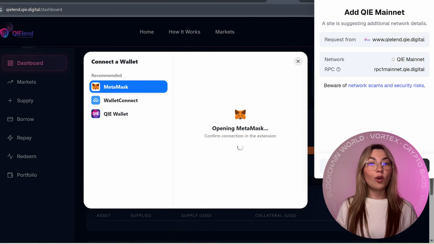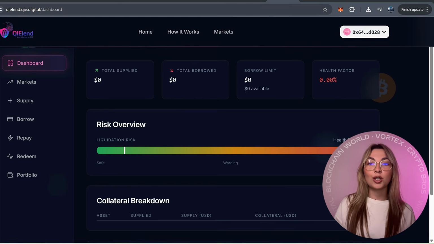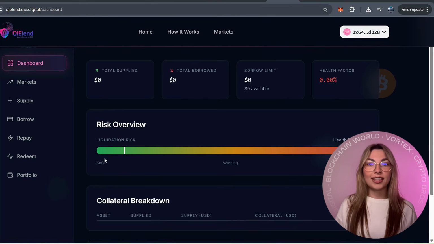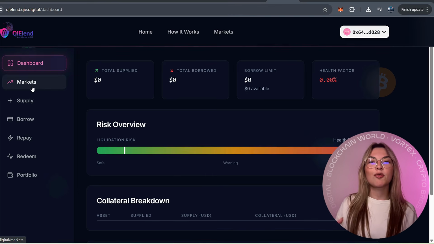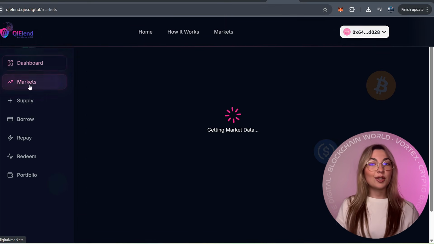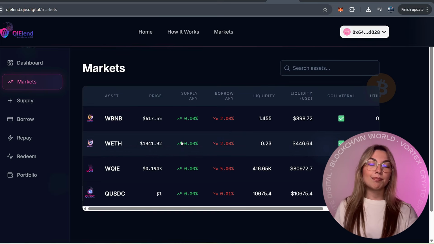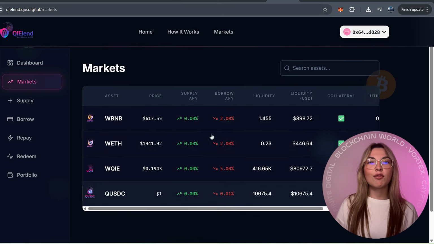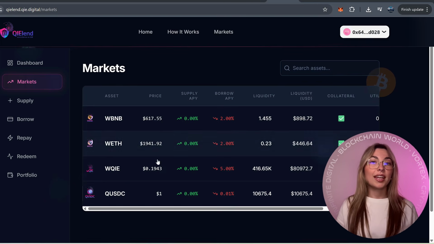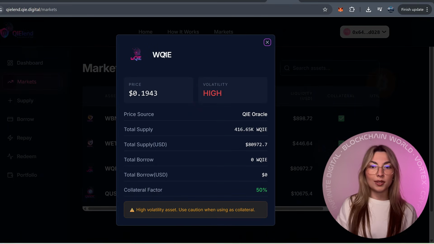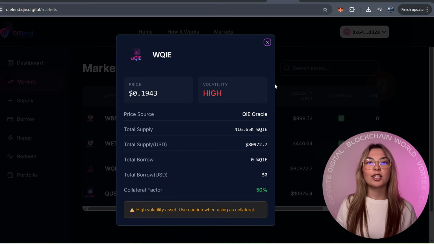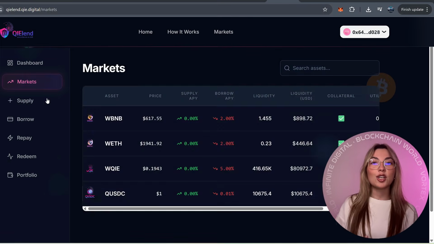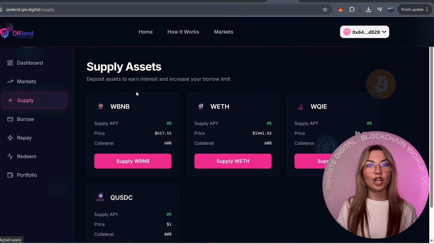Now, if you already hold assets on other chains, you can also bridge them over using the official Qi bridge for Ethereum or BNB into their wrapped versions on Qi. Now on QIElend, you'll mainly see assets like wrapped Qi, QUSDC, wrapped Ethereum, and wrapped BNB. Now QUSDC is just normal USDC that's been bridged to run on the low-fee Qi network, obviously. You can always bridge it back to USDC and off-ramp on any exchange, so you're not locked in.